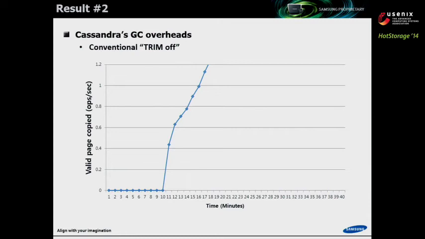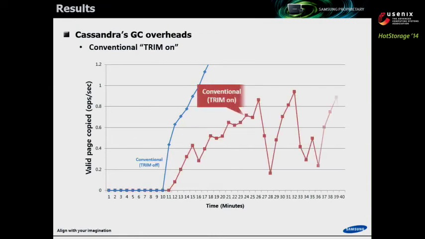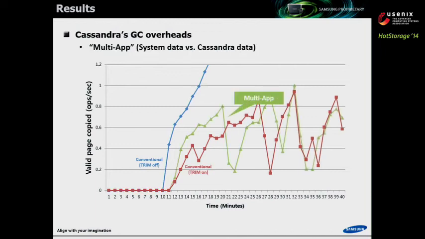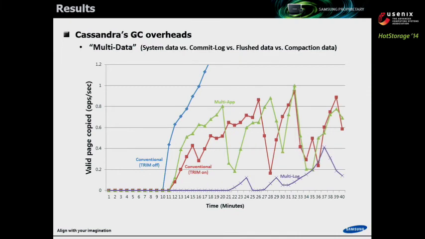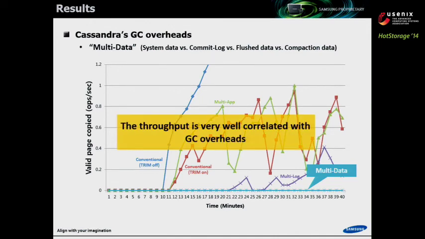And we also estimated the number of valid pages copied during GC. This is the result of the conventional SSD without the trim. And this is the conventional SSD with the trim option. And this is multi-app, multi-log. And finally, multi-data dramatically reduced the GC overheads compared to the other results. The throughput is very well correlated with the GC overheads.